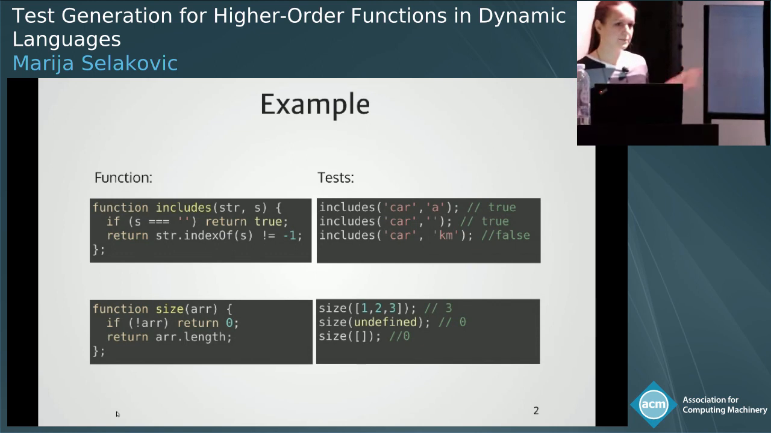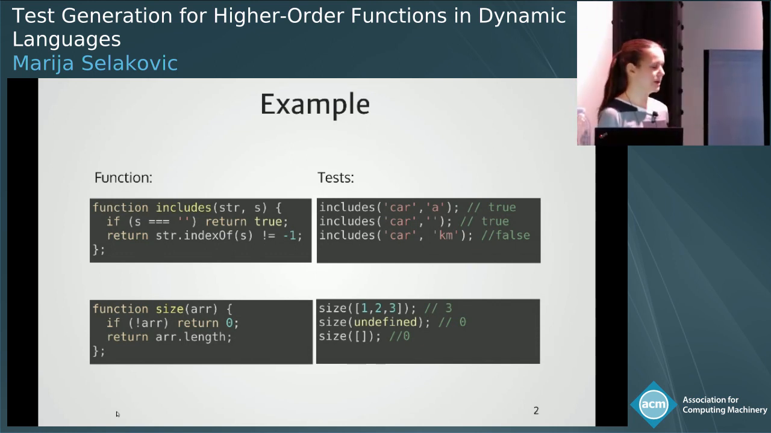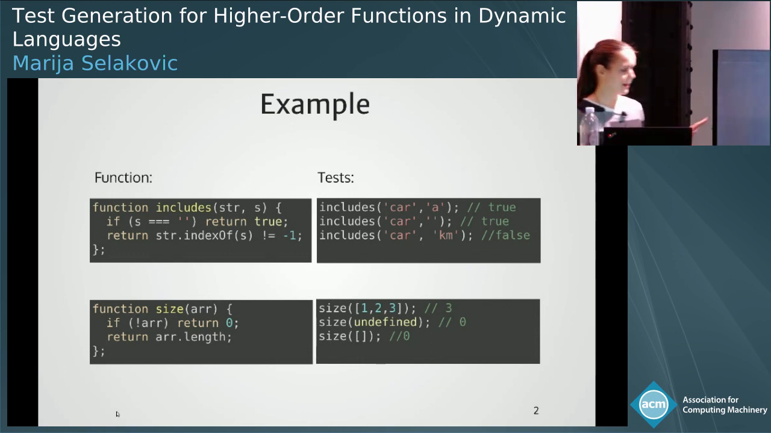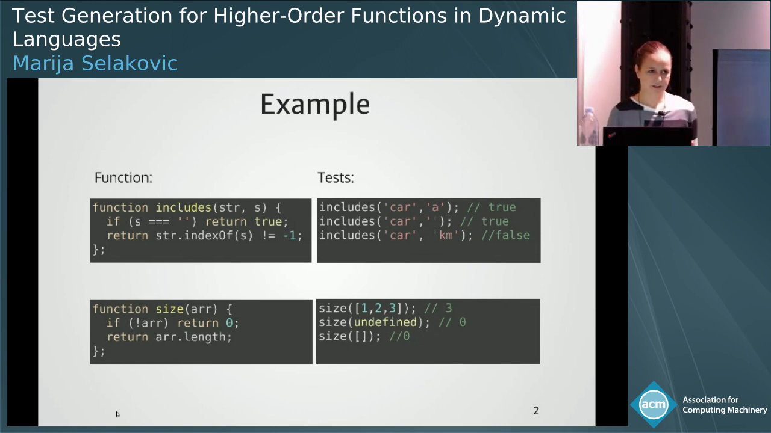So you can see two functions. One function returns a Boolean value which indicates whether a string is contained in another string. Another function returns the size of the array. Test generation approaches generate effective tests for these functions. One of the reasons can be that these functions require relatively simple inputs, such as strings or arrays.